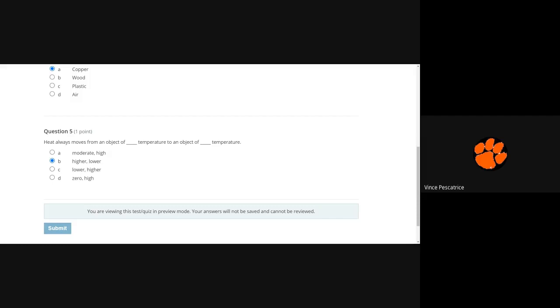So if you're in a cold room, your body is transferring heat from you to the air, which is why you feel cold. And when you put a blanket on, it traps the heat inside so that you're not transferring the heat and you stay warmer.